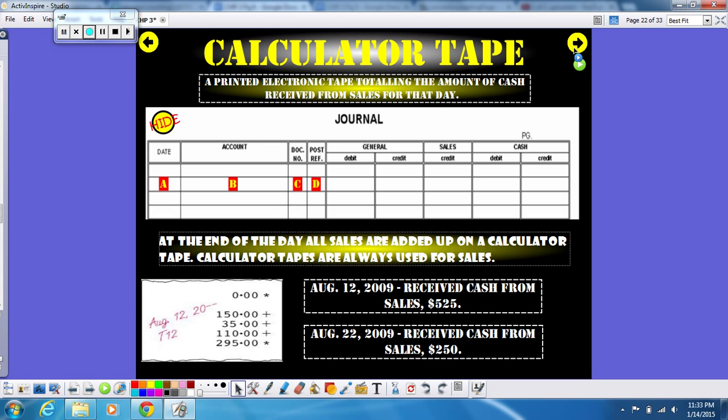A calculator tape. Definition is here: a printed electronic tape totaling the amount of cash received from sales for that day. So anytime you make a sale. Now here's when it's used. At the end of the day, all sales are added up on a calculator tape. Calculator tapes are always used for sales. That's when you use it. If you make a sale, you use calculator tapes. Now here are our 2 examples.